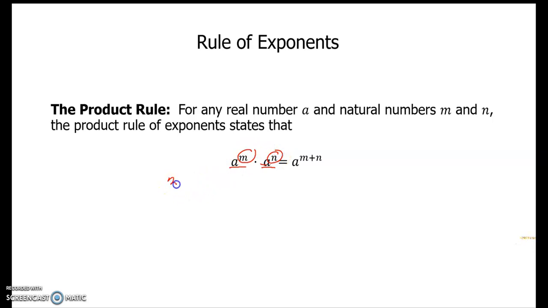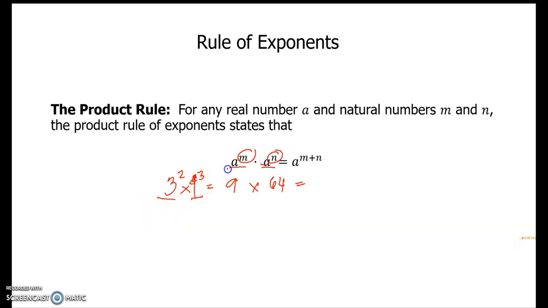Pag sinabi nating 3 raised to 2 multiplied by 4 raised to 3 is equals to, ayan. Under product rule ba yan? Hindi, kasi they are not the same in base. Okay? So, probably ang magiging sagot niyan ay 9 multiplied by, I think this is 64. Ayan. So, use your calculator to solve that. Okay.